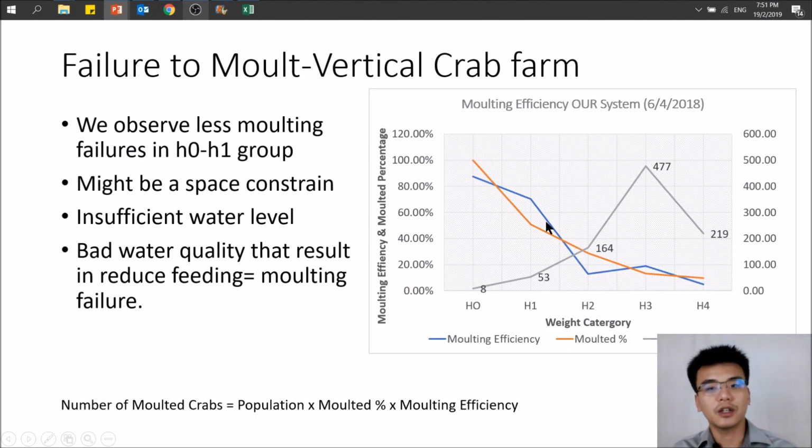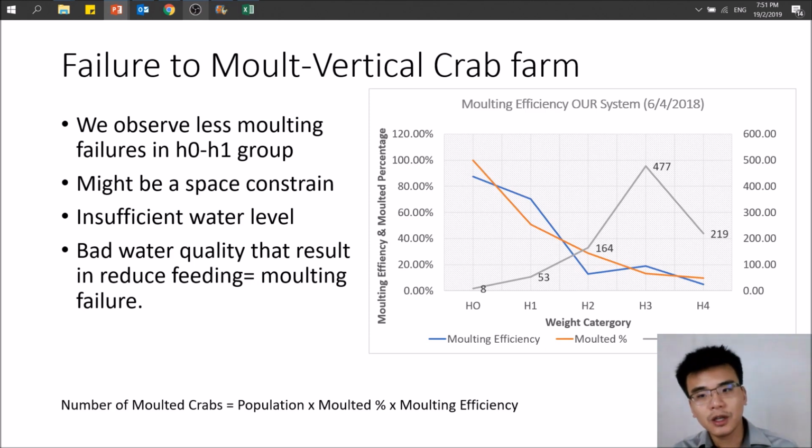This is a small chart on the typical molting efficiency and success rate of the crabs in our system. Note that this data is specific to the crabs farmed in our boxes. For more on the dimensions of the boxes we are currently using, please refer to the previous lecture on the dimensions of our farm.